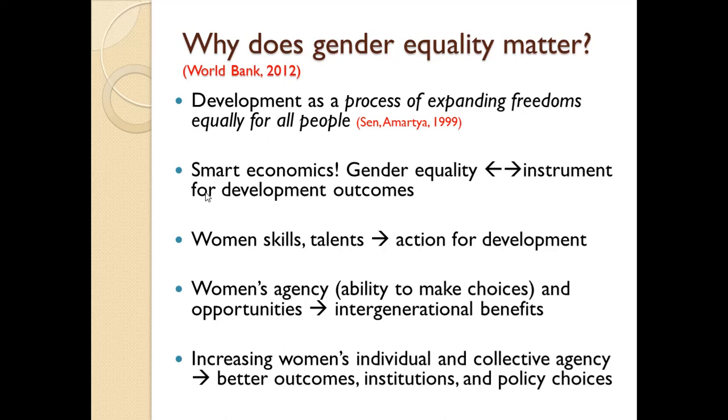Yeah, so if you take an example, if a woman goes to school and therefore is educated and is able to work, then the next generations, or the children that they are producing, could also benefit from such development outcomes that women are enjoying. But of course, we also want to increase women's individual and collective agency, so that we have better outcomes, institutions, and better policy choices.